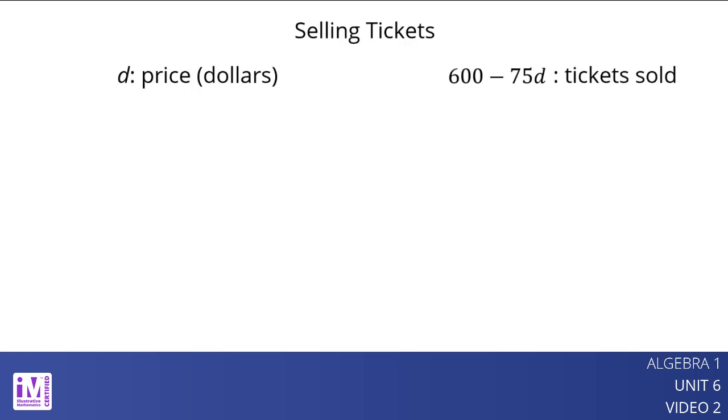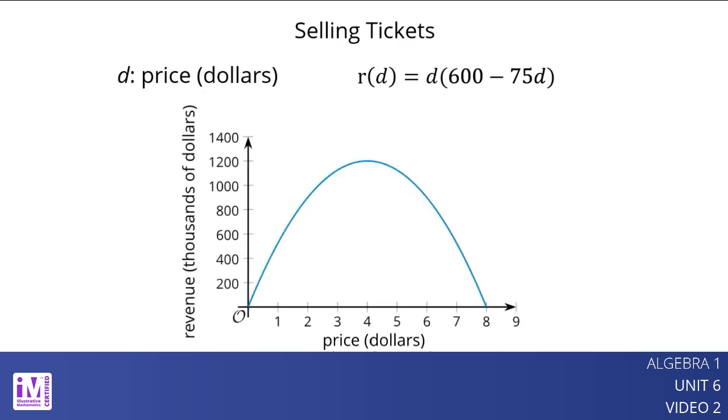Then the revenue collected is R of d equals d times the number of tickets sold. Here is a graph that represents the function. It makes sense that the revenue goes down after a certain point, since if the price is too high, nobody will buy a ticket. From the vertex of the graph, we can tell that the greatest revenue, $1,200, comes from selling the tickets for $4 each.